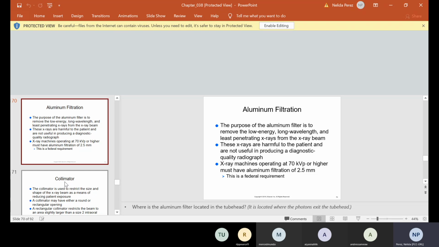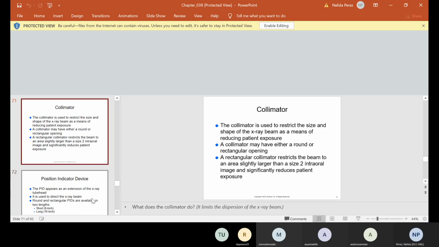And if you want to know where the aluminum filter is located again in the tube head, it's located where the photons exit the tube head. The numbers do change with digital, and we'll get to that when we talk about digital, okay?